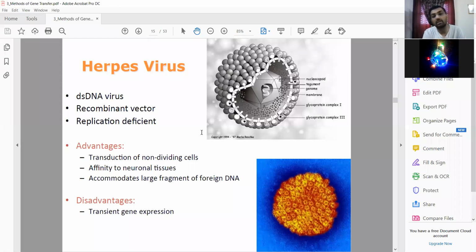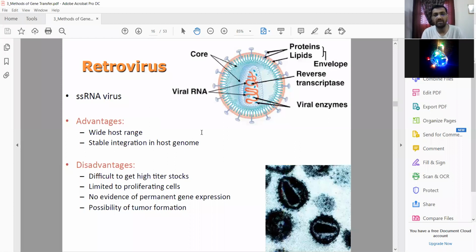Going further towards retroviruses, the word retro means it contains RNA, and it's a single-stranded RNA virus. The advantage is that its host range is very wide. It could infect or transduce multiple organisms and multiple cell types. And another advantage is its stable integration with the host genome, that the transgene is integrated into the host nuclear DNA.